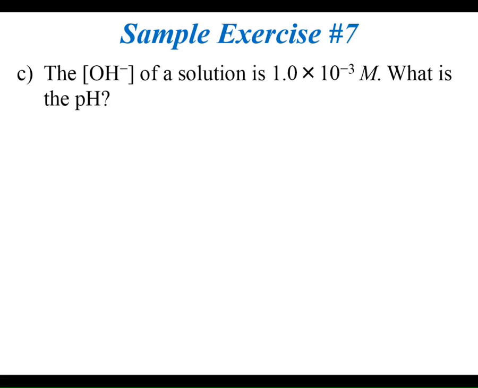Here's a thinker. The hydroxide is 1.0 times 10 to the negative 3. What's the pH? So, now I don't have the hydronium, I have the hydroxide. But I know how to find the hydronium from the hydroxide. What did I just show you? Right, the hydronium times the hydroxide has to equal 1 times 10 to the negative 14th. So if I know the hydroxide, then I can find the hydronium, and I can just do the negative log of whatever that is. So try that out. You have the hydroxide, so find the hydronium, and then do the negative log of that.